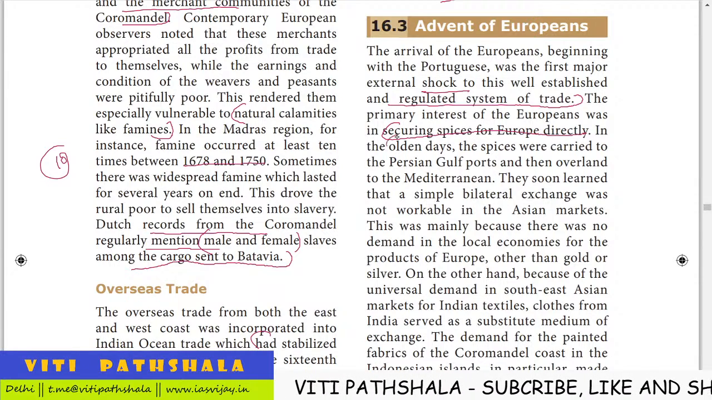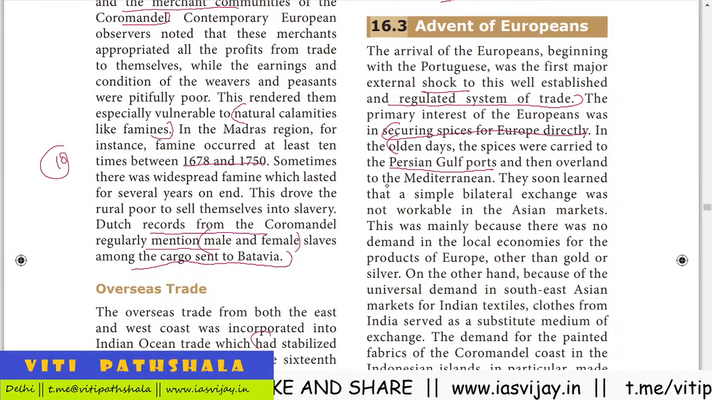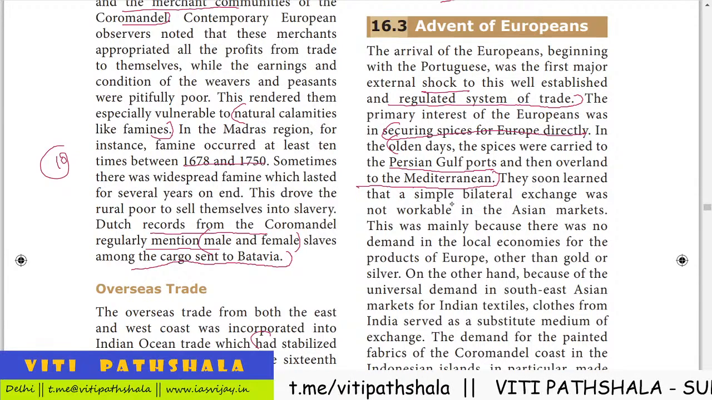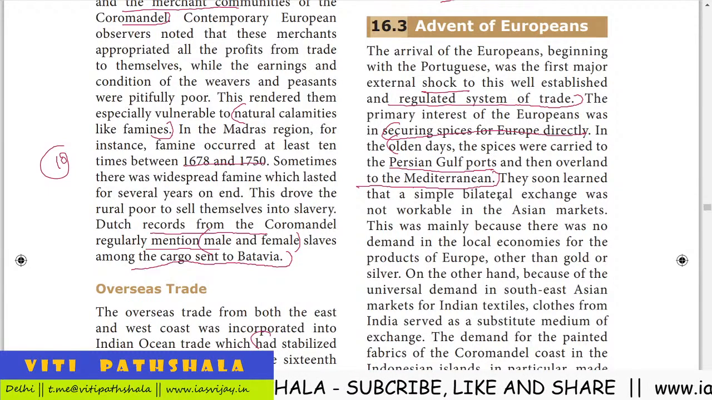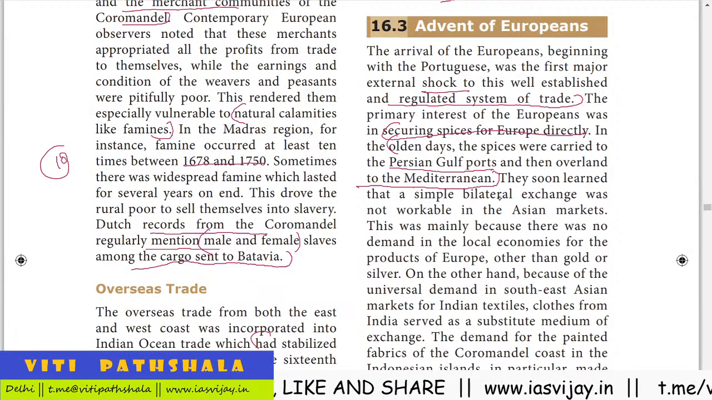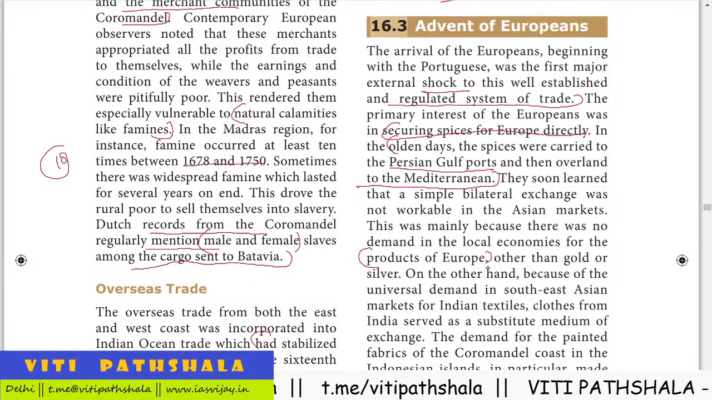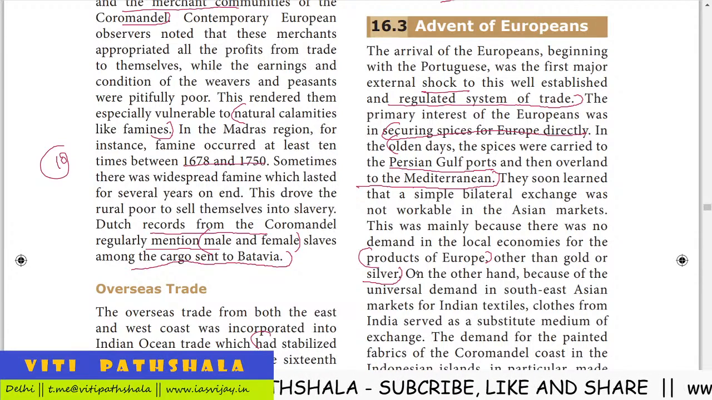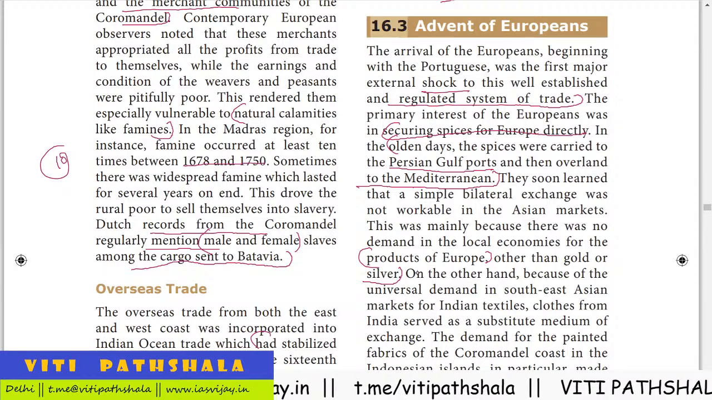Now in olden days the spices were carried through the Persian Gulf ports and then overland to the Mediterranean Sea. Now they soon learned that the simple bilateral exchange was not workable in the Asian markets. Now this was mainly because there was no demand in the local economies for the goods other than gold and silver. Now they came to know that there was a huge trade deficit. Now if they do not have the trade, they will not have the money.